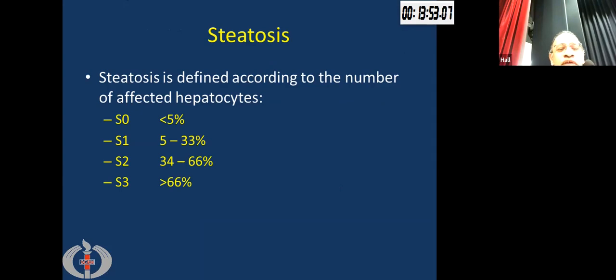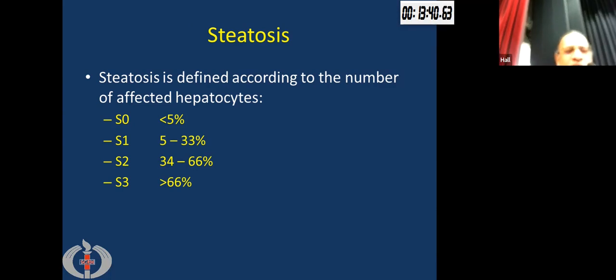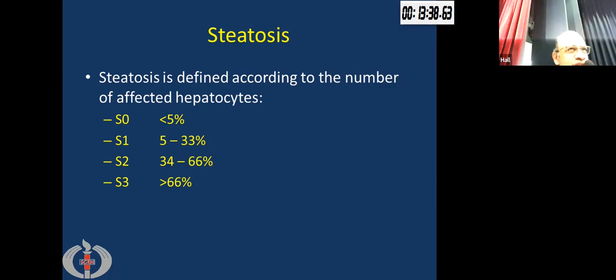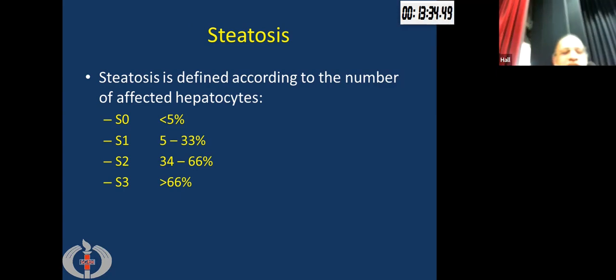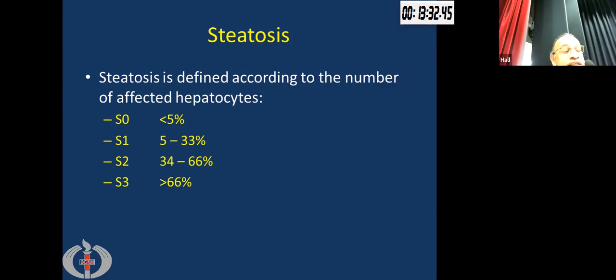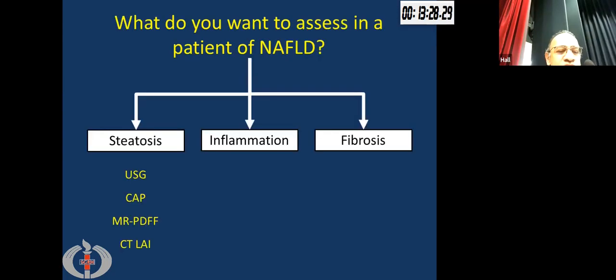So how do you define steatosis? Steatosis is defined according to the number of affected hepatocytes. If less than 5% of hepatocytes are affected by fat, then there's no steatosis or very minimal steatosis, and it is labeled as S0. 5 to 33 is S1, then more than 33 is S2, and more than 66 is S3. So having significant steatosis.